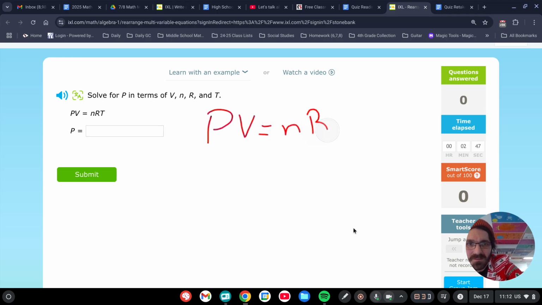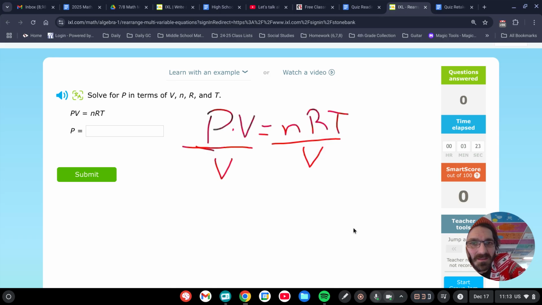N times R times T. We want to get P by itself. So we want to see what's happening between the P and the V. We already know that it's multiplication. So we want to do the, hey dude. Thanks, bud. Sorry about that. We want to get P by itself, and it looks like we're multiplying by V, so we want to do the inverse of that, inverse operation, which means opposite. The opposite of multiplication is division. And we want to get P by itself, so we're going to divide by V. Rules of balancing say we must do that to both sides, so I'm going to do that to both sides.